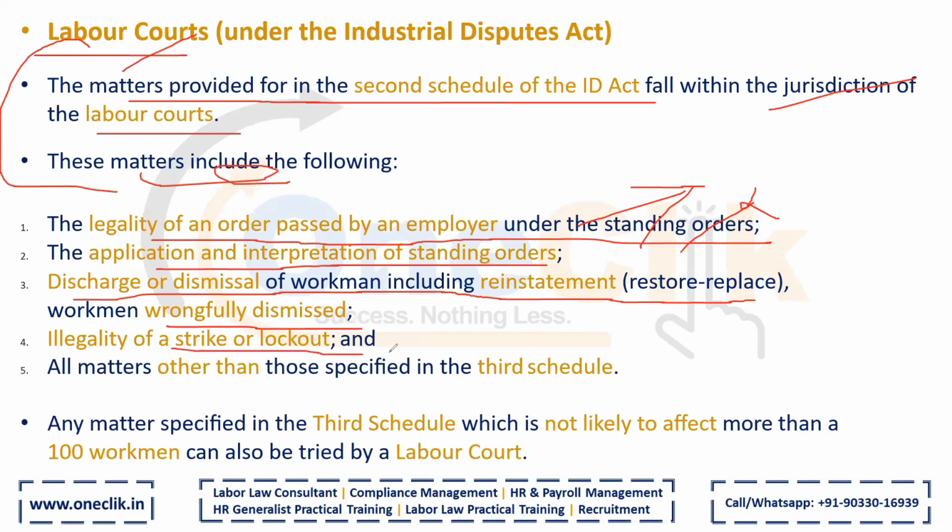Illegality of strike or lockout, there are certain rules, na? If you read the ID Act, you have idea that before strike you have to give this days of notice, after giving the notice you cannot go for strike within 2 days, 2 weeks, whatever. There are certain rules, so that will come to the labor courts. And all matters other than the third schedule of the ID Act will come to the labor courts directly.